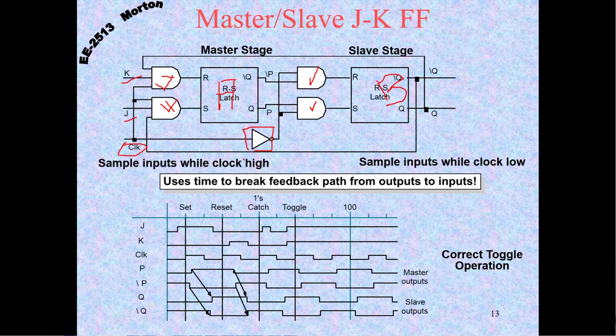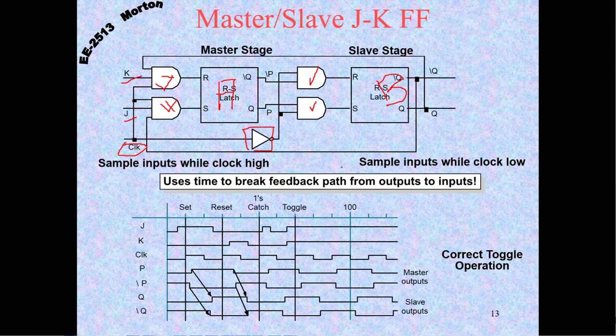So what this does is allow us to set up our inputs in the master stage, and then when the clock switches from high to low, in this case, it propagates what we've set up in the master stage onto the slave stage. But at the very same time, it forces the RS latch into a hold mode, so that during the next half of the clock cycle, you can't change the output. So you protect the output from changing, and really the output can only change on that falling clock edge from high to low.